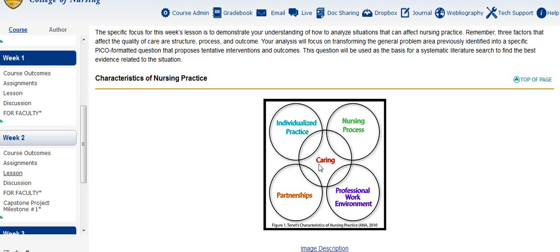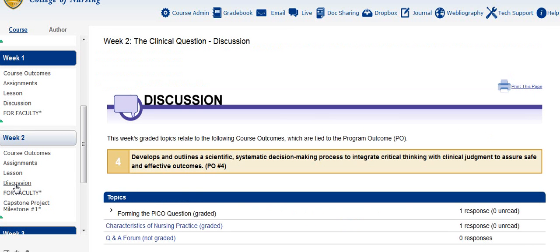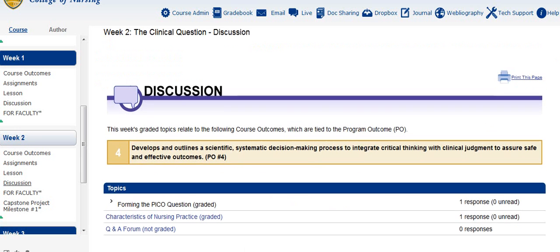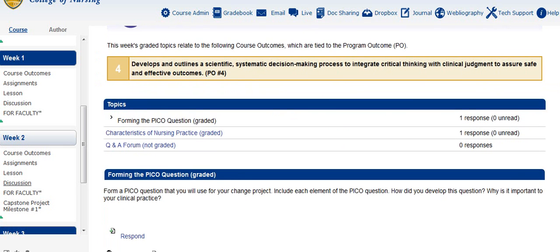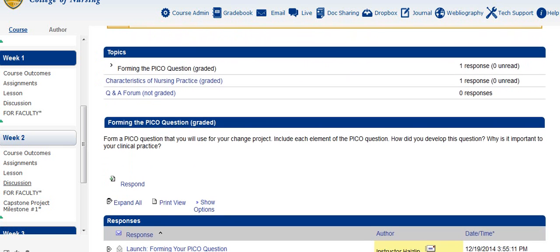Now, one of your discussion questions this week is going to be involved with this model, so you can click on it to get more information. And do your readings as well in your book so that you'll be able to answer those questions. So then let's move on now and take a look at those discussion questions. We're going to be looking at forming the PICO question, and also there's that question on characteristics of nursing practice.